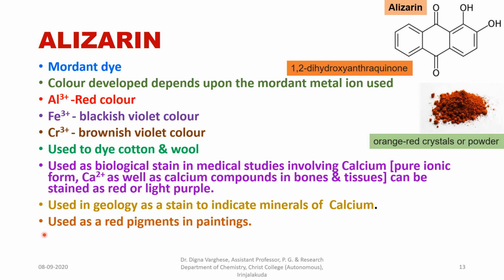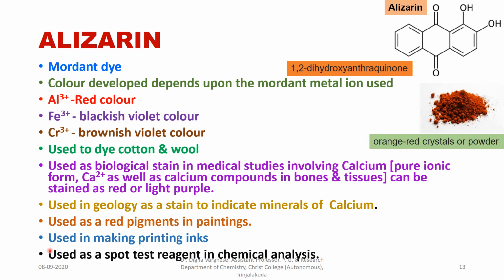It is also used as a red pigment in paintings. It is also used in making printing inks. So there are several uses. It is used to dye fabrics. It is used as a biological stain in medical studies and in geological studies to indicate calcium ion. It is used as a red pigment in paints. It is also used in making printing inks.